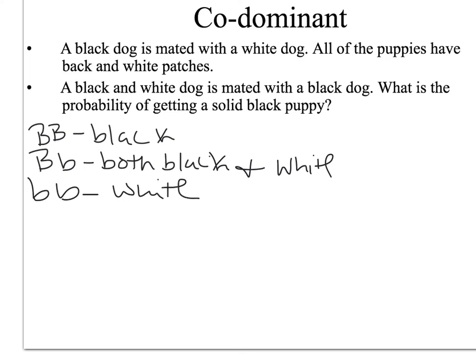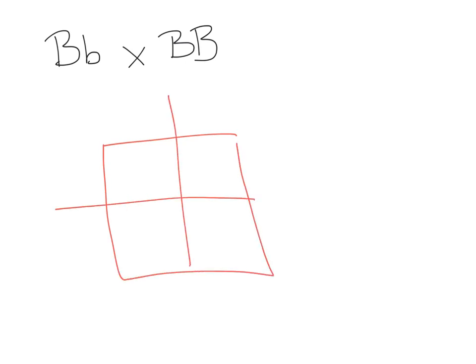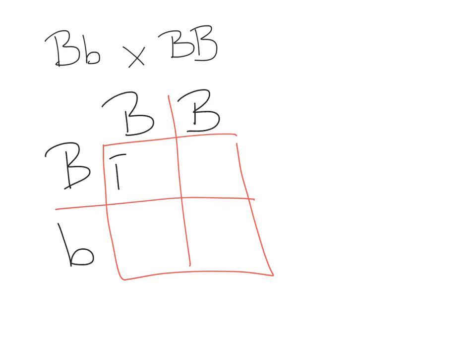So for this problem, we're looking at a black and white dog, so the heterozygote, big B, little b, crossed with a solid black dog. It's going to be big B, big B. Once we have our cross, we're going to put our gametes into a Punnett square. So big B, little b for parent number 1, big B, big B for parent number 2. We're going to fill those in with the appropriate gametes.